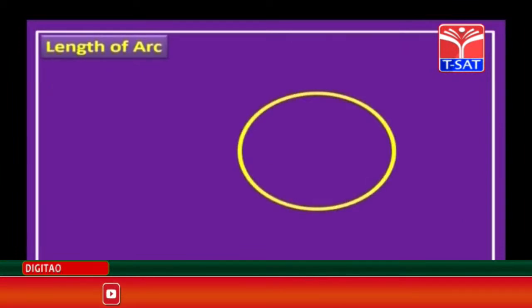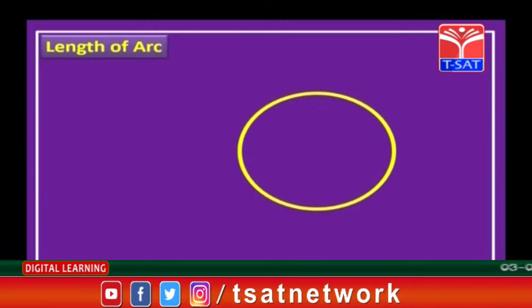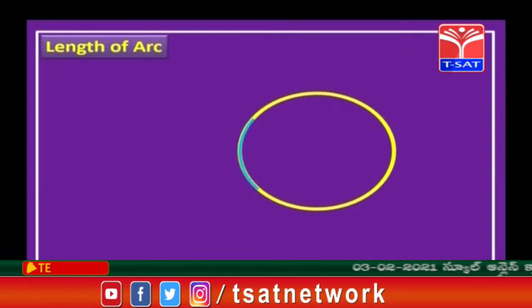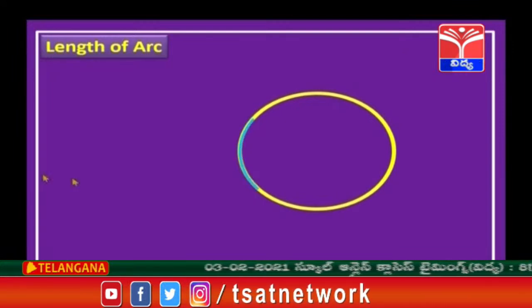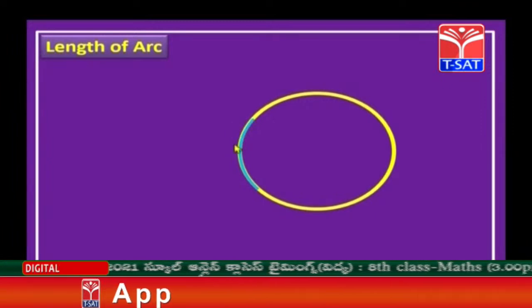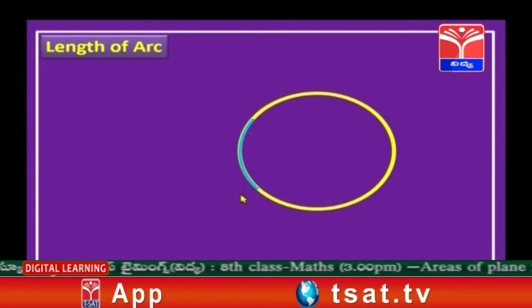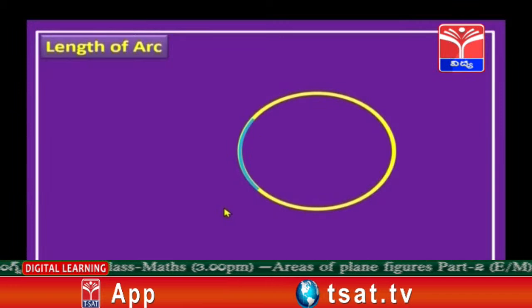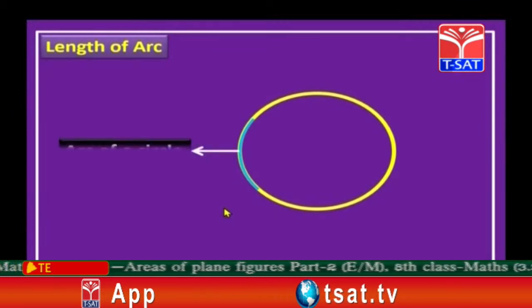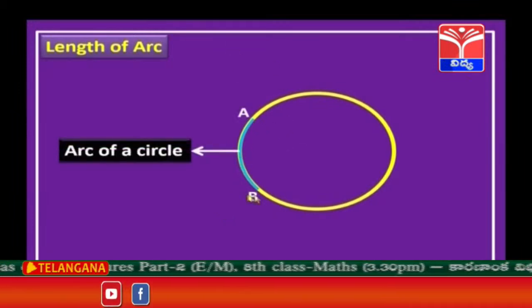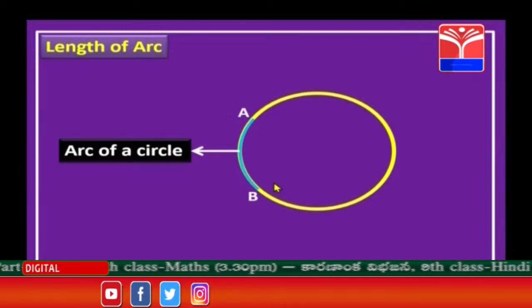Now let us see what we mean by length of arc. Now let us consider the circle. I am considering only a part of the circumference of a circle. Here you can see, children, this is only a part I am considering. Now this part we call as arc of a circle. Okay, children. And this measurement from A to B is called the length of its arc.